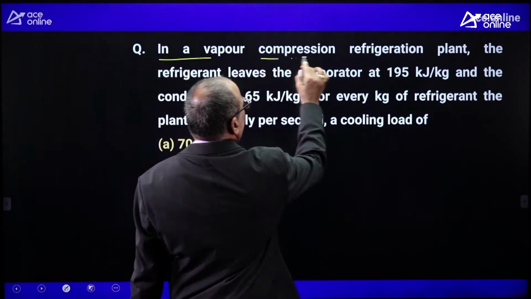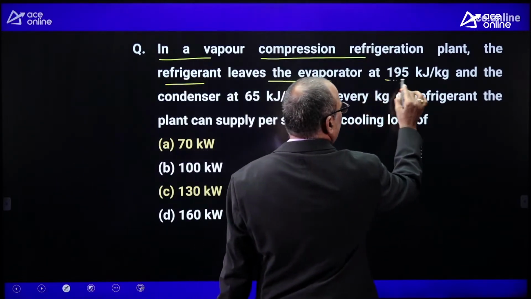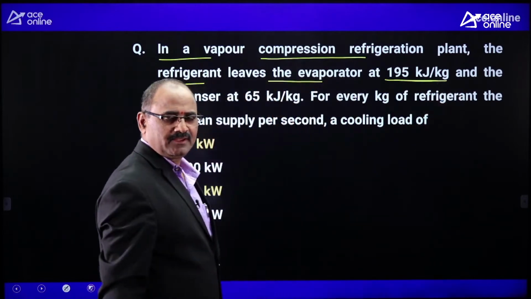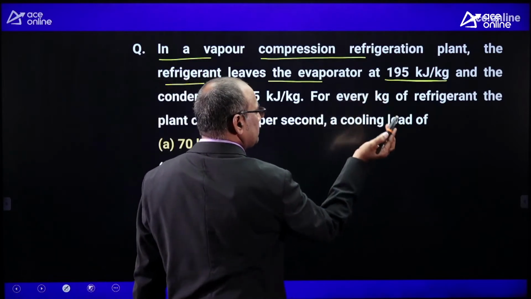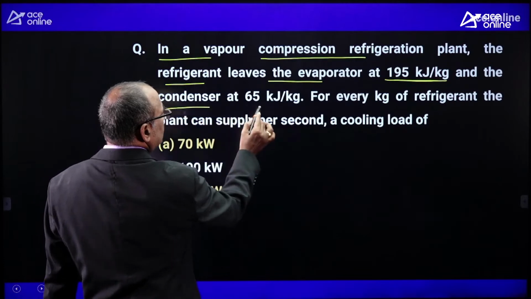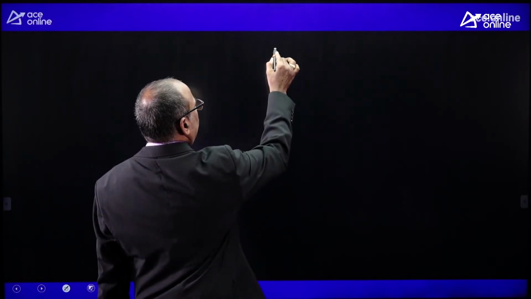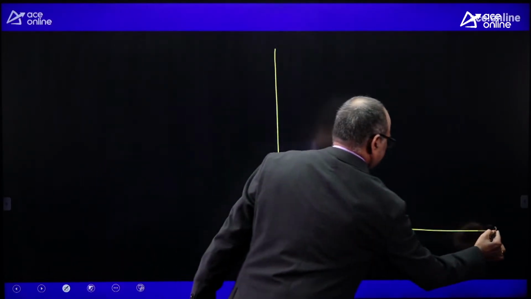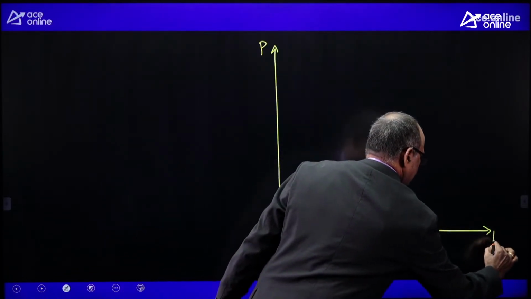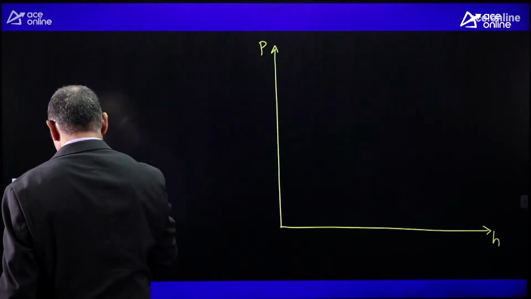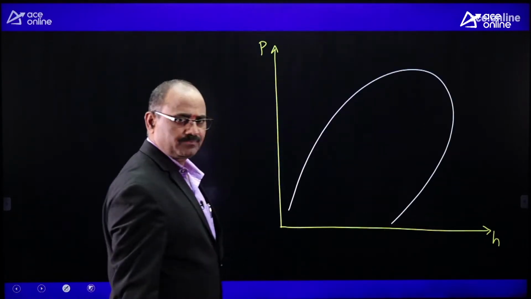In a vapor compression refrigeration plant, the refrigerant leaves the evaporator at 195 kilojoules per kg. Refrigerant is leaving from the evaporator at 195 kilojoules per kg and condenser at 65 kilojoules per kg. Let me draw the pH diagram, pressure versus enthalpy coordinate system. With pH coordinate system, the saturation dome may be appearing like this.